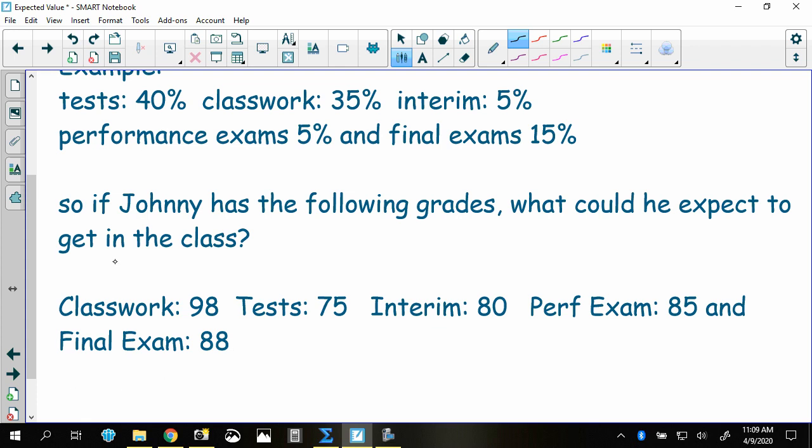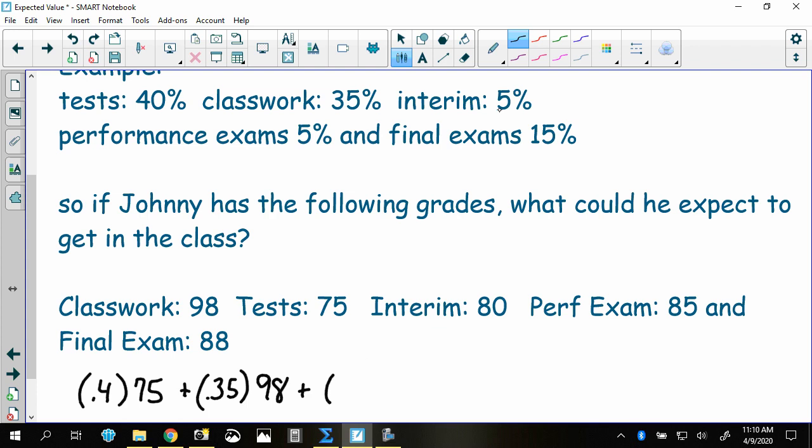So our first percentage is the test, so that's the probability. It's 40% probability for his test category, and the tests are a 75 grade. So we multiply that by the value or the grade in the class. Okay, the next probability or percentage-wise is 35%, so that's 0.35 for his classwork grade. So he has a 98 in his classwork, so we're going to multiply that by 98 for his grade.